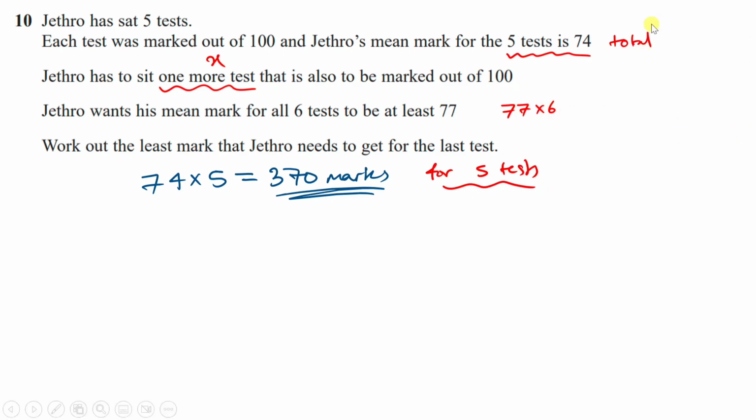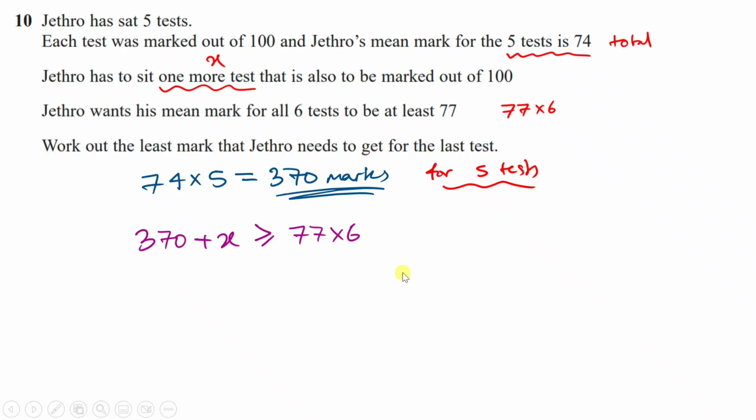So let's put all this together. So far, he's on 6 tests, yeah? So he's got a total of 74 times 5, which is 370, plus the x. It should look like that. And now it has to be at least 77 times 6. That's what it needs to be, right? So the question is, work out the least mark that Jeffro needs for the last test.